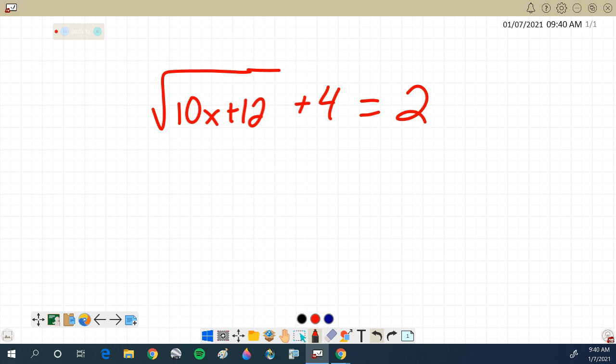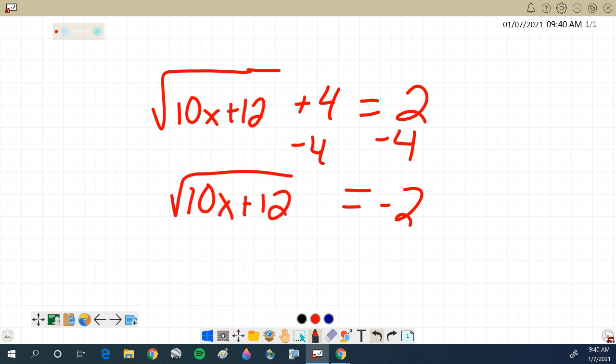What should we do here? Subtract the 4 and then? No. Can a square root equal negative 2? No. There's no way to do that. Every time you take the square root of a number, your answer is positive, no matter what's inside that square root. So this does not have a solution. Okay.